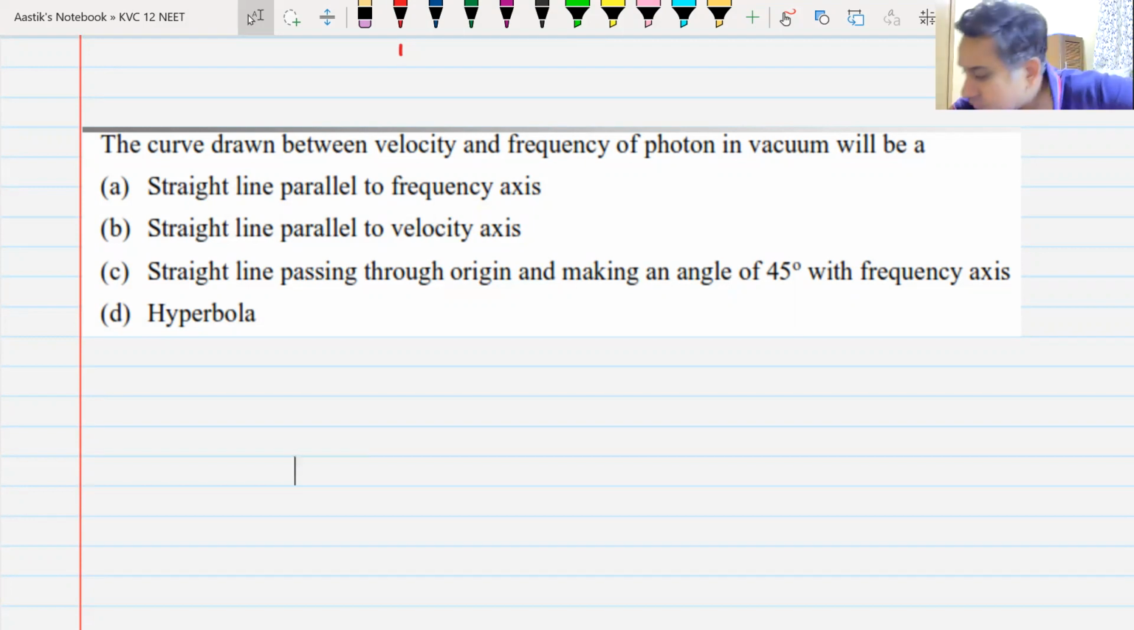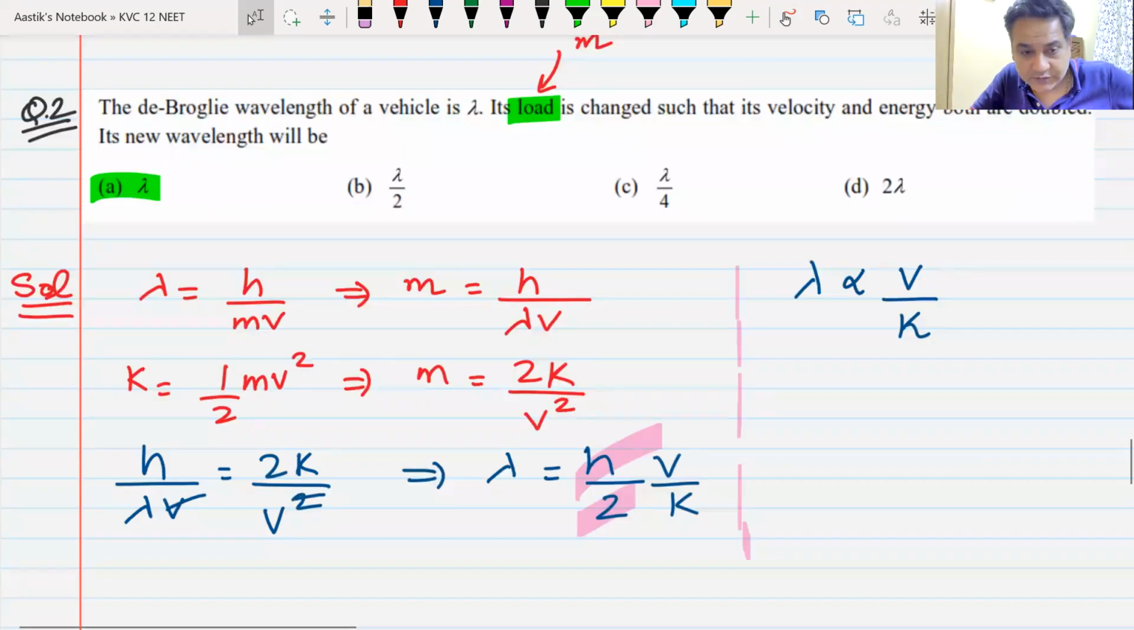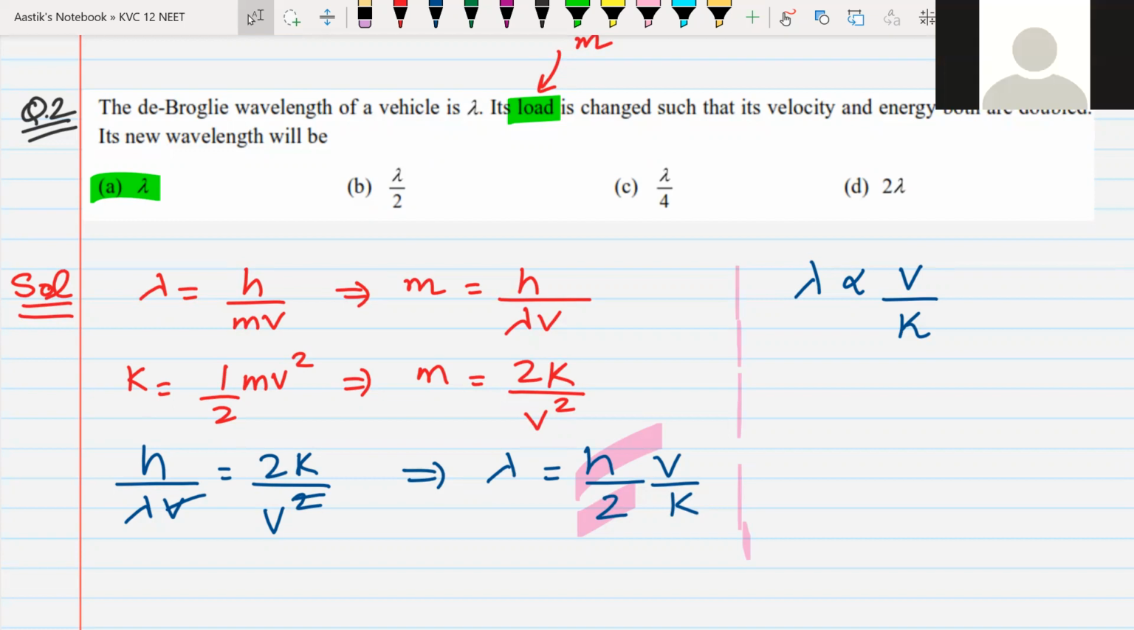Sir, once show the previous slide, the de Broglie wavelength of a vehicle is lambda. That question. Which question, beta? The de Broglie wavelength of a vehicle is lambda. Okay, the load is changing. This question you want? Where we have eliminated the mass. Yes. Tell me, what is the problem, beta? You understood this? You want to note this down? Note it down. Not a problem.